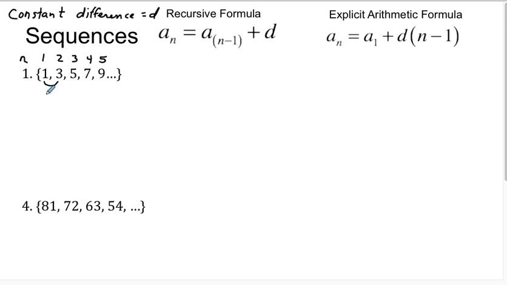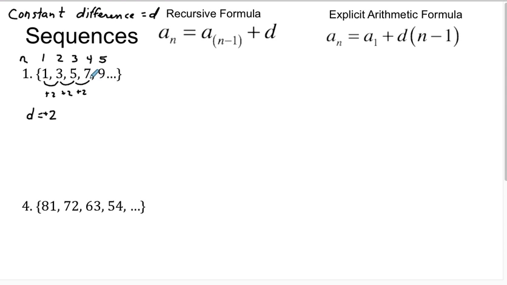So if I look here, I'm going up by 2, and then I go up by 2 again, and then I go up by 2 again. So the D is 2. I'm going up 2, so I can even put a positive there. Okay. So if I'm in the fourth position, I just chose that one randomly, and I want to know how did I get to this 7?